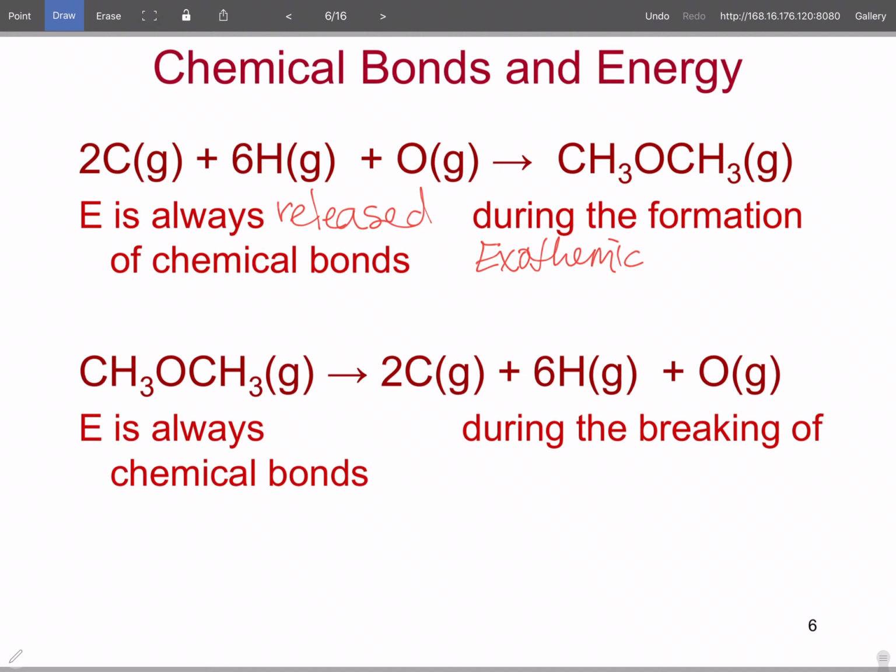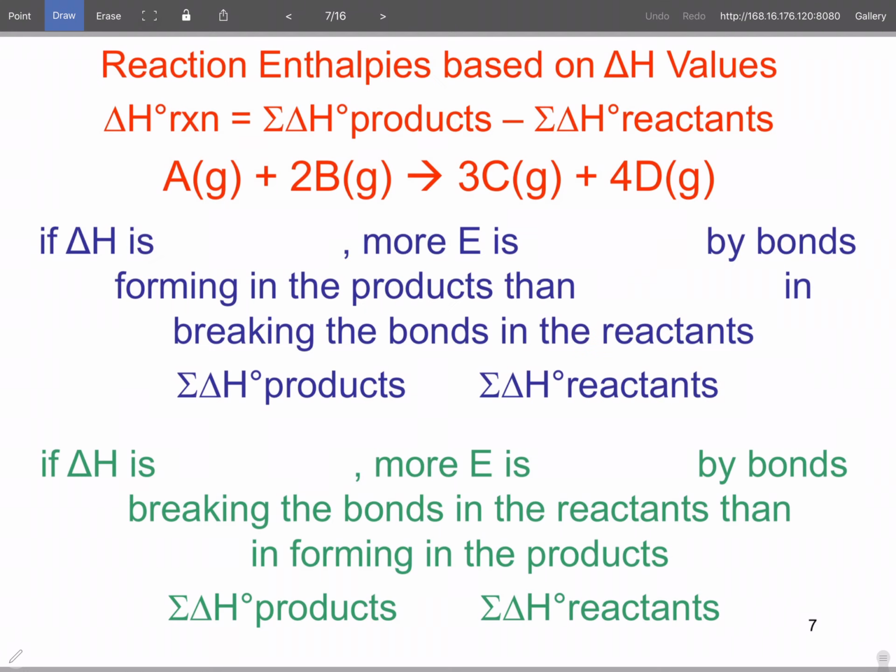But on the other hand, energy is always required or needed during the breaking of chemical bonds, which makes sense. You have two magnets together, you have to pull really hard to separate them. So this is an endothermic process. So now the trick is, wait, that would mean that reactions are always exothermic. No. Some of them are endothermic. The bond formation may always be exothermic and the bond breakage may always be endothermic. But it's kind of a function of how much energy you put in versus how much you got back.